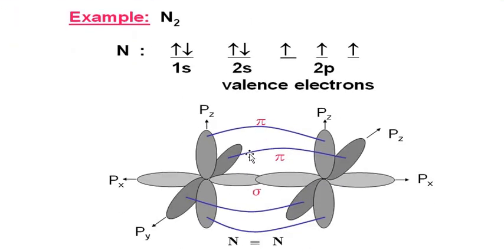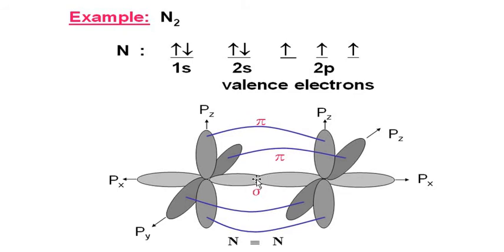This is the nitrogen. The nitrogen atom contains three half-filled orbitals, one electron each. So the three orbitals participate in bond formation. When a nitrogen molecule, N2, is formed, this is one nitrogen atom and this is another similar atom. The three orbitals, PX, PY, PZ, each contain one electron. This is PX and PX on the same axis.